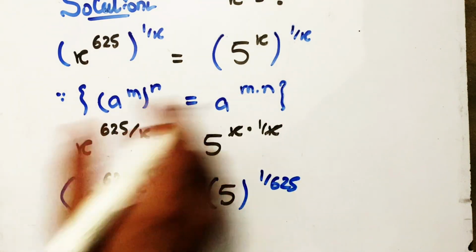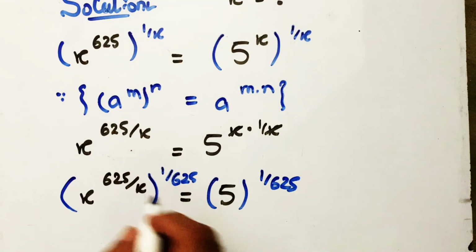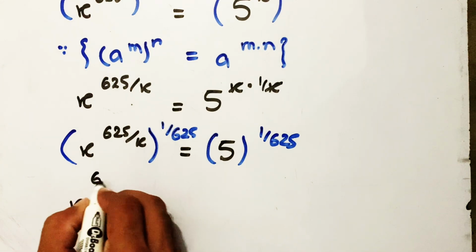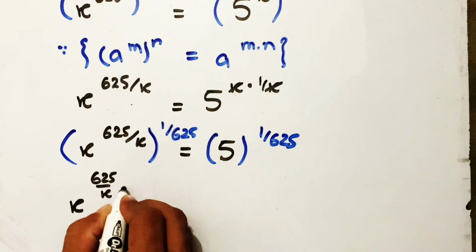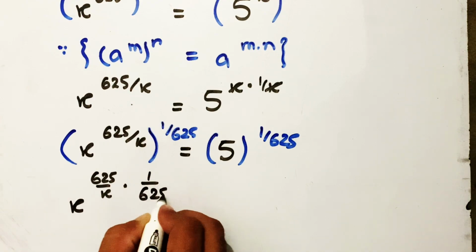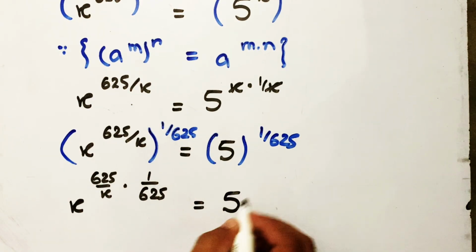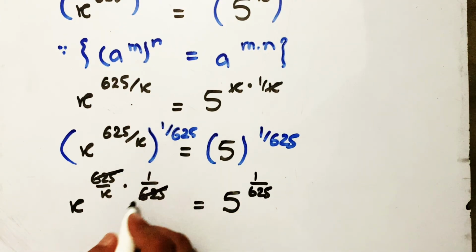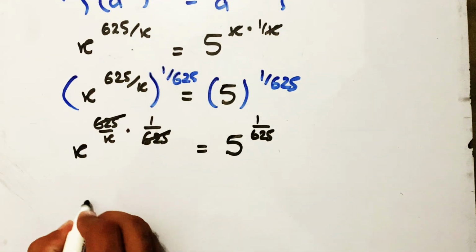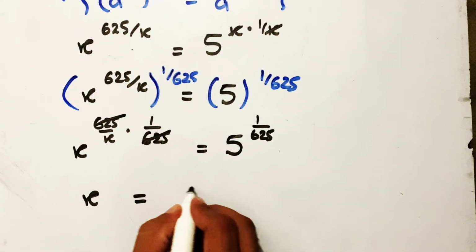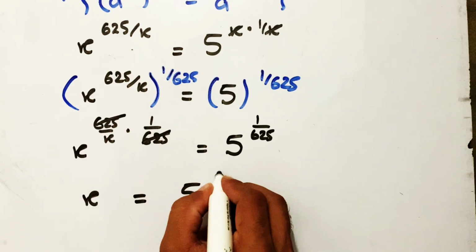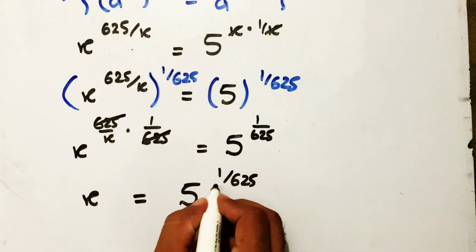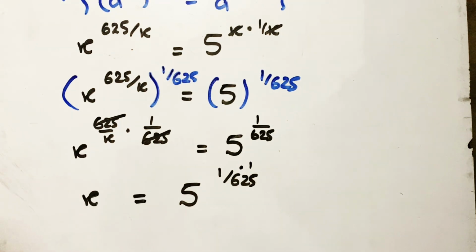So I'm using the power of power rule again. Our equation will be x to the power of 625 divided by x into 1 by 625 equals 5 to the power of 1 divided by 625. So this power cancels, and we got x equals 5 to the power of 1 divided by 625. If I multiply by 1 in the power, there is no change.